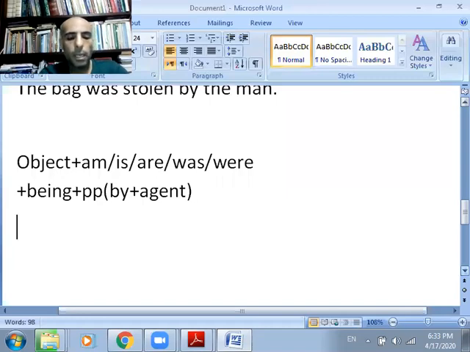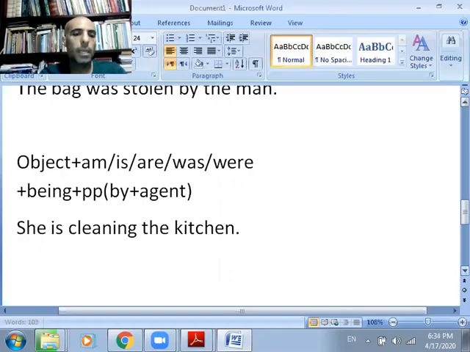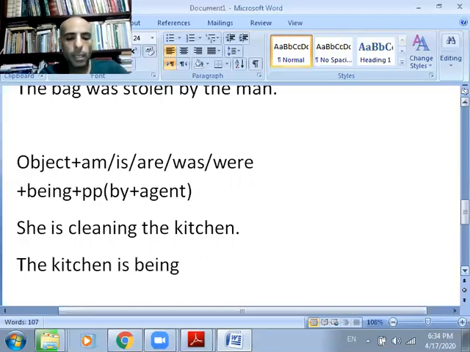فلما أقول مثلا she is cleaning the kitchen. أوكي. يبقى لما نيجي أحولها للباسيف طبعا the object is the kitchen. Okay, and then which tense? Present يبقى is, and then we add being, and then cleaned. طبعا I can add by her or I can just omit it.